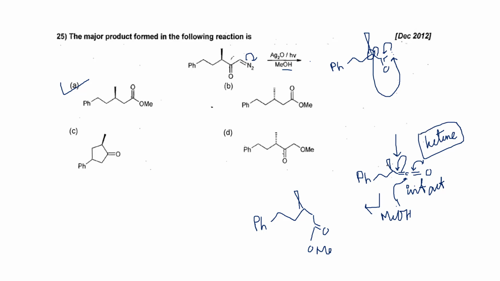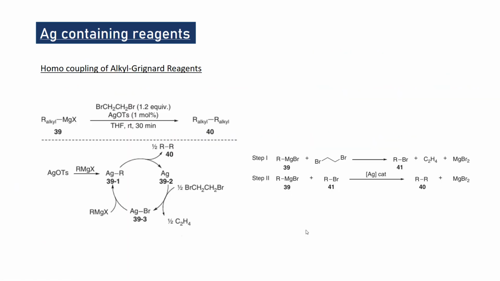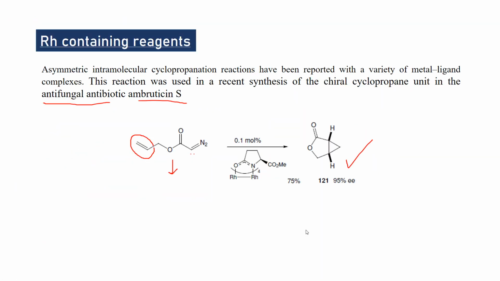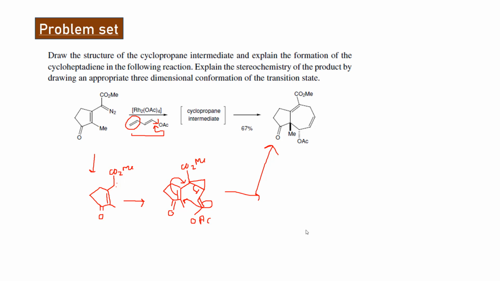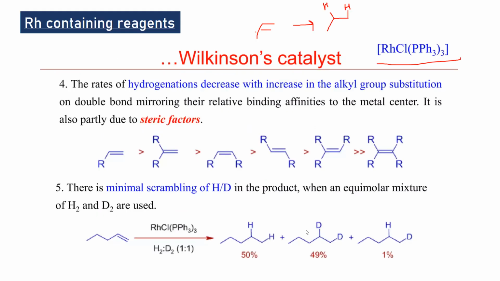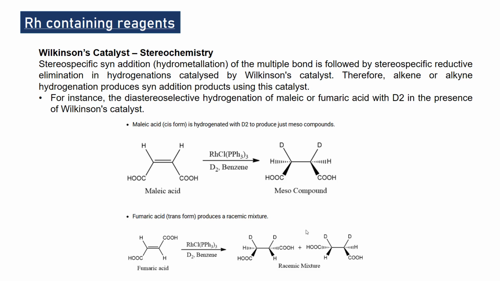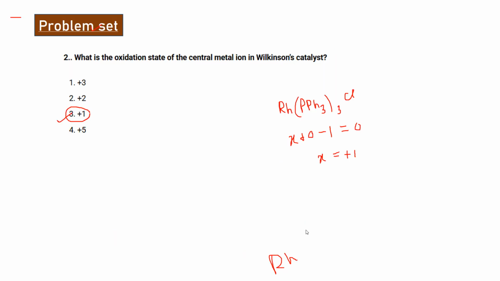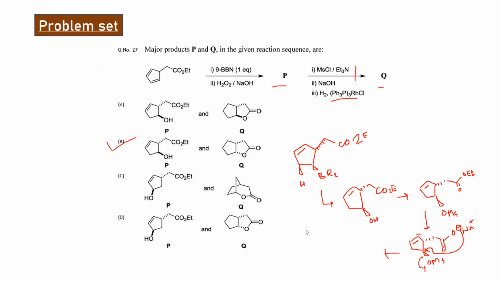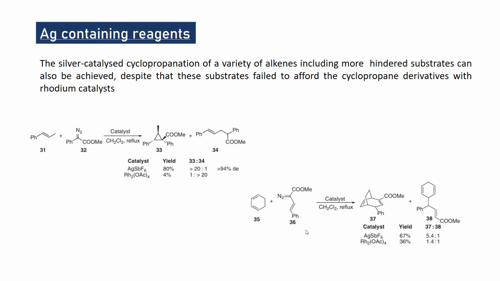Okay. So this much for today's class. I hope you enjoyed. So I'll just give an overview of the class. Today we discussed transition metal containing catalysts, mainly rhodium and silver catalysts. Rhodium catalyst can be used as a Wilkinson catalyst for hydrogenation reactions, and their selectivity I have shown through different types of examples. Then we moved to different previous year questions based on this Wilkinson catalyst.